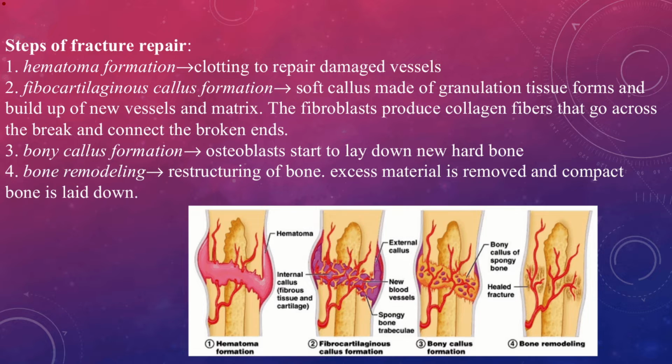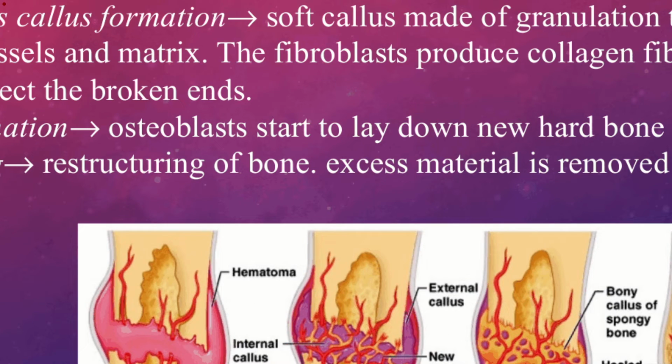And then we get some fibers, some collagen rather, fibers laid down. And then we have a bony callus form. So now we have osteoblasts starting to lay down bone. And then we get the remodeling where we actually get that restructuring of bone. Let's zoom in on this picture.